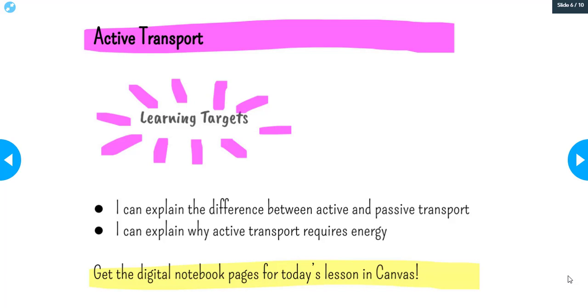Okay, so for today's content, we're going to active transport, and here are our learning targets. I can explain the difference between active and passive transport, and I can explain why active transport requires energy.